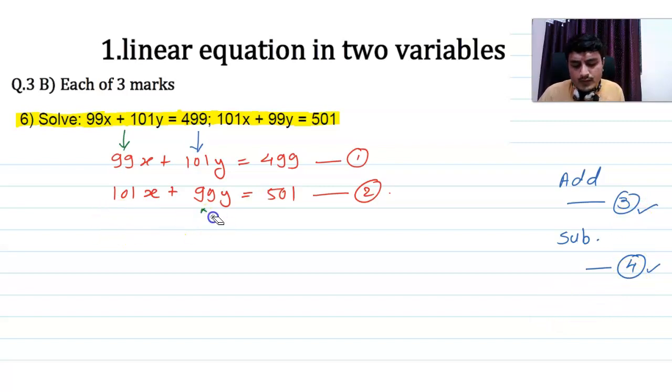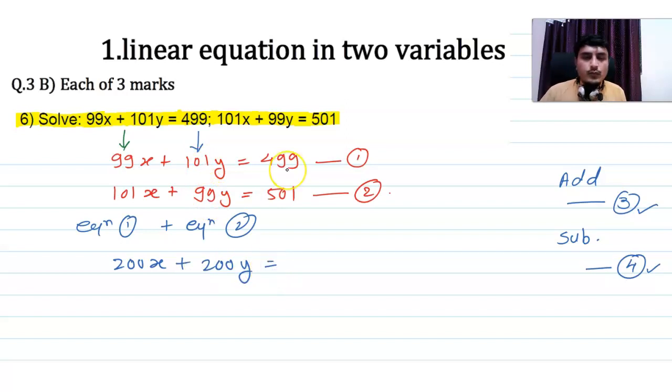What will happen once we add up both equations? I am writing equation 1 plus equation 2. We get 99 plus 101 is 200x, plus 101 plus 99 we have 200y, equals 499 plus 501, we have 1000. Call it equation number 3.